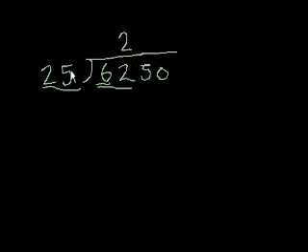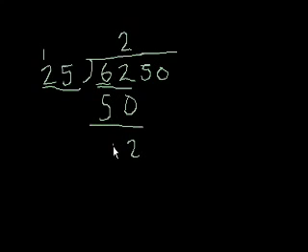Now let's multiply 2 times 25. Well, 2 times 5 is 10. And then 2 times 2 plus 1 is 5. And we know that 25 times 2 is 50 anyway. Then we subtract. 2 minus 0 is 2. 6 minus 5 is 1. And now we bring down the 5. So the rest of the mechanics are pretty much just like a Level 3 division problem.